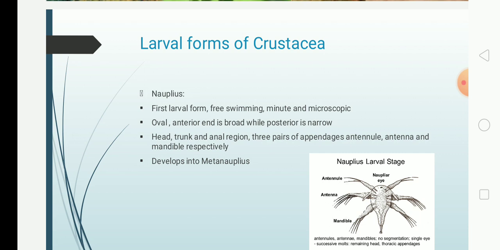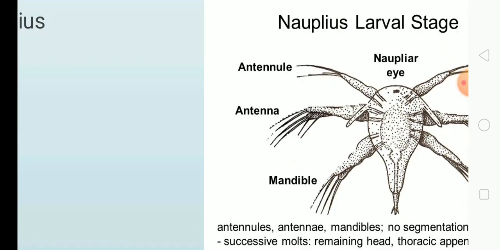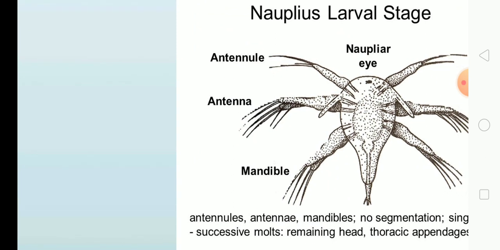The first pair of appendages is uniramous, that is, not bifurcated into two, single, and it is called the antennules. Then the second and third pairs of appendages are biramous, and they are called the antenna and mandible. The mandible has no teeth, whereas posteriorly it has a caudal fork.